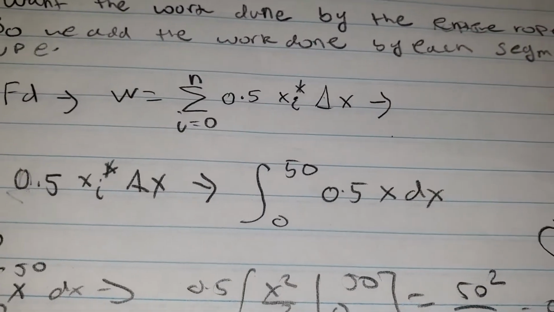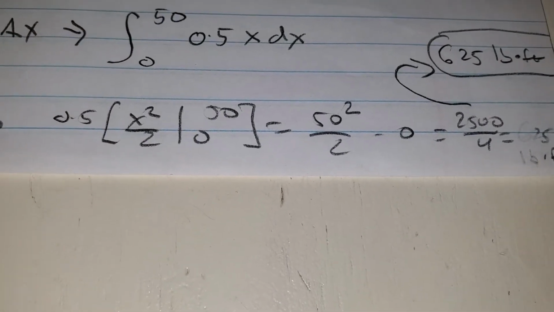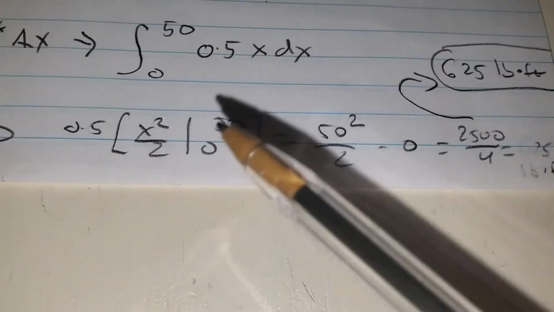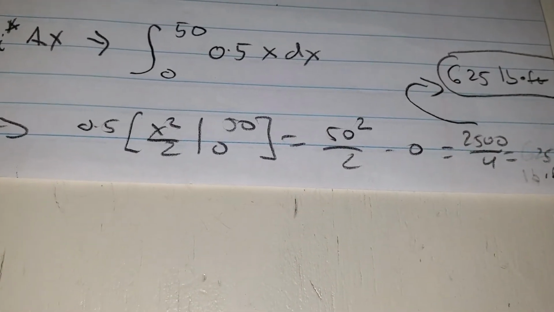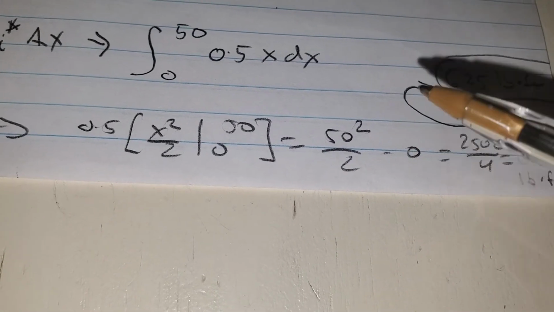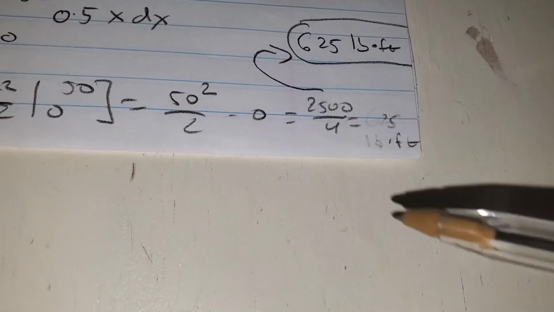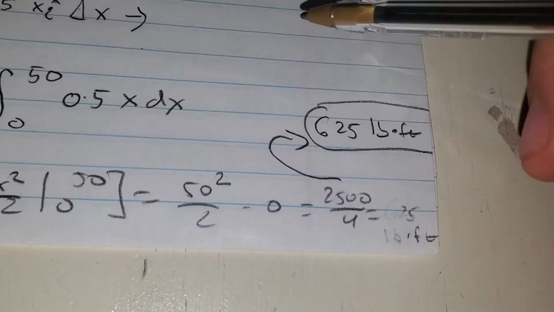Sorry about that, guys. Where were we? So we have 0.5 times x squared over 2, evaluated from 0 to 50, and it's equal to 50 squared over 2 minus 0 squared over 2. All right, leaving us with 2,500 over 4, which is 625 pounds per foot, which is up here.